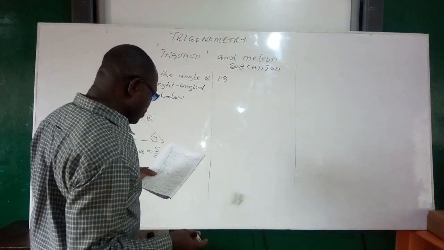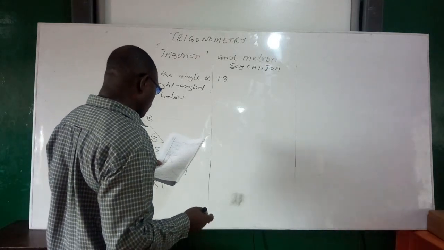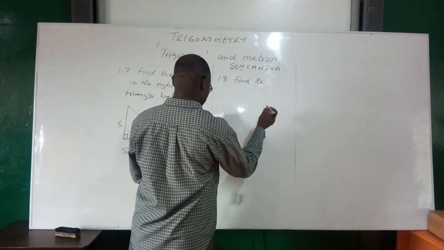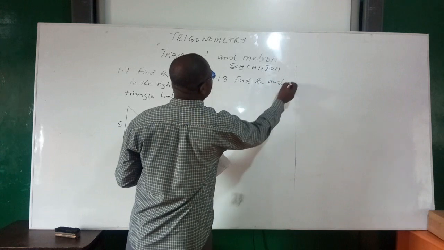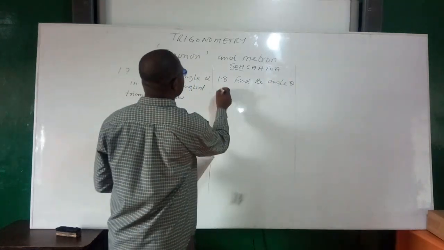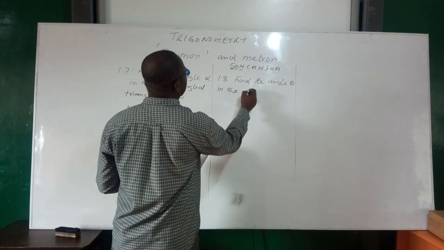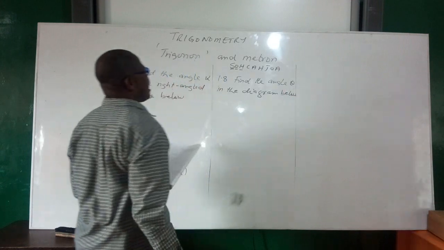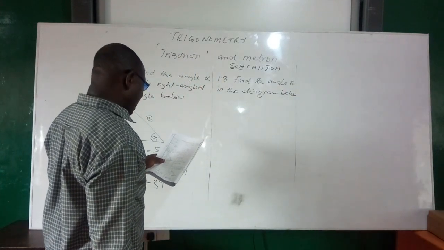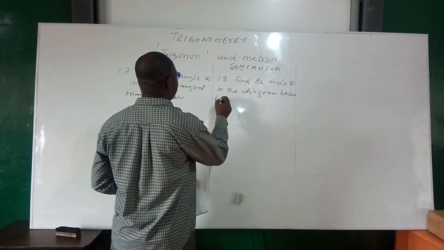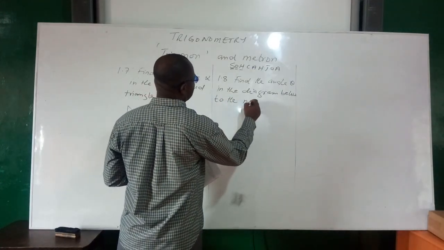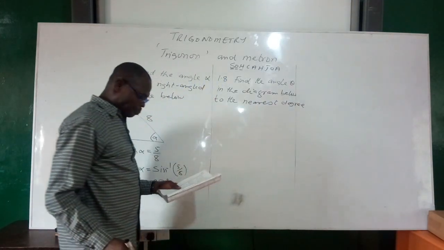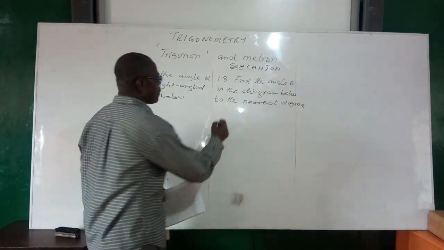The next question says we should find the angle theta in the diagram below to the nearest degree. So let's see the figure.